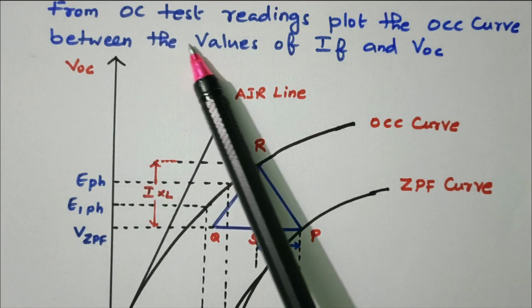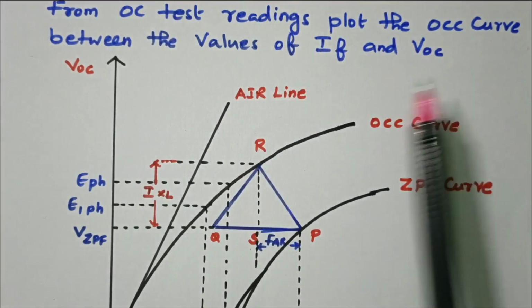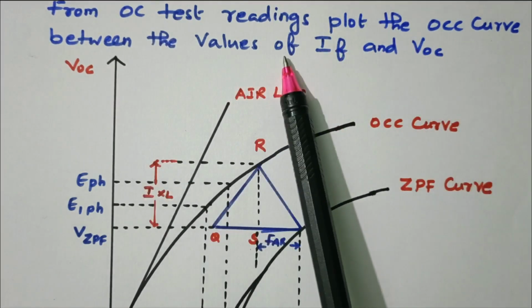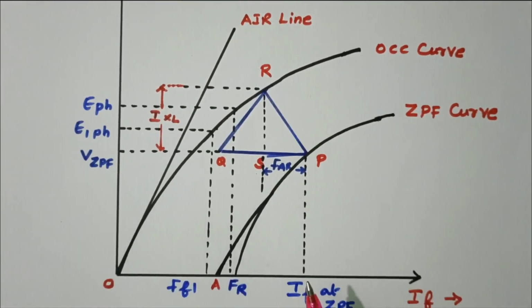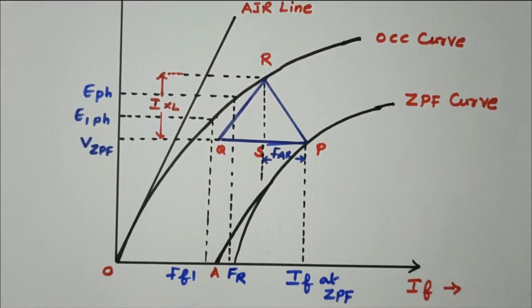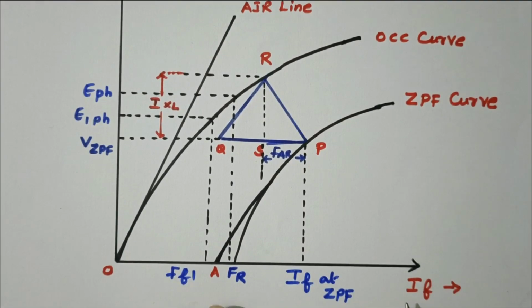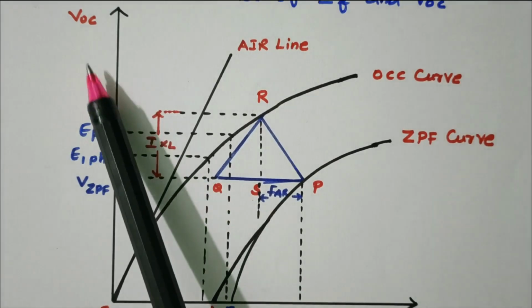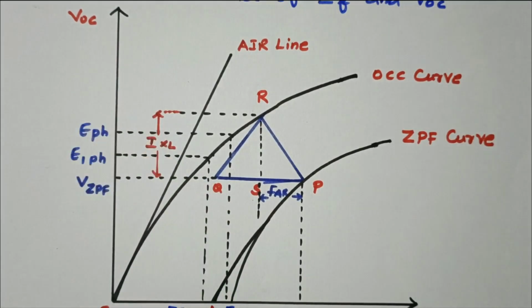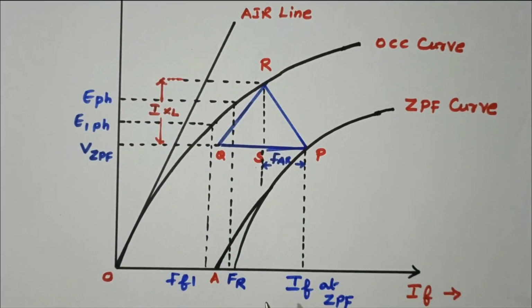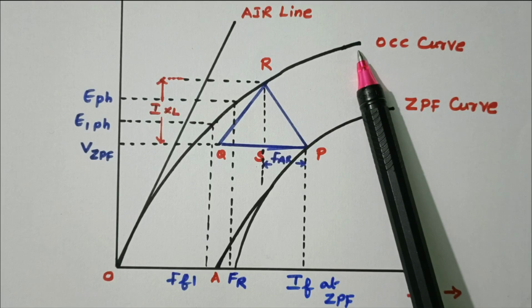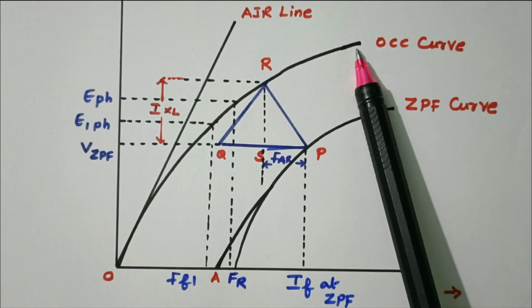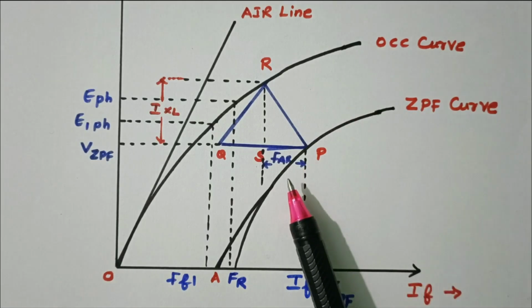So from the OC test readings, plot the OCC curve between the values of IF and VOC. See the graph. This graph is drawn between IF, the field current, and VOC, the open circuit voltage. So this OCC curve is drawn from the OC test, from IF and VOC.